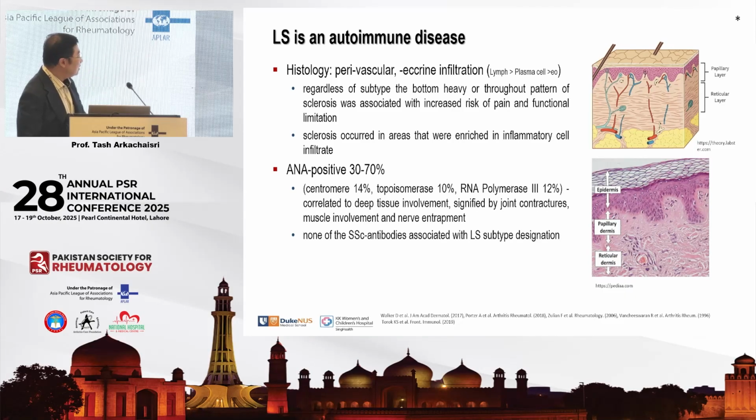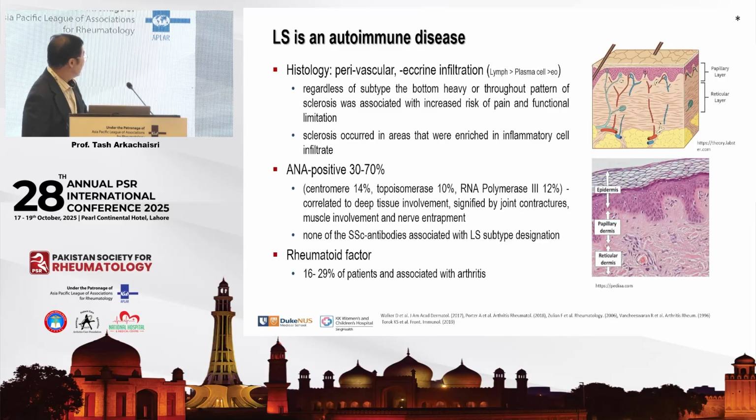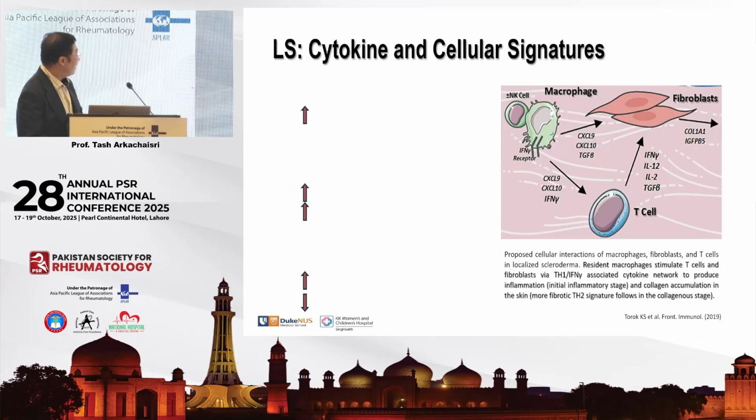ANA positivity is 30 to 70% compared to systemic sclerosis, up to 80 to 95%. Okay, and we do see some scleroderma associated or specific antibodies, but it has nothing to do with the subtypes or anything. Okay, rheumatoid factor positive up to 15 to 30%, and this is related to the arthritis.